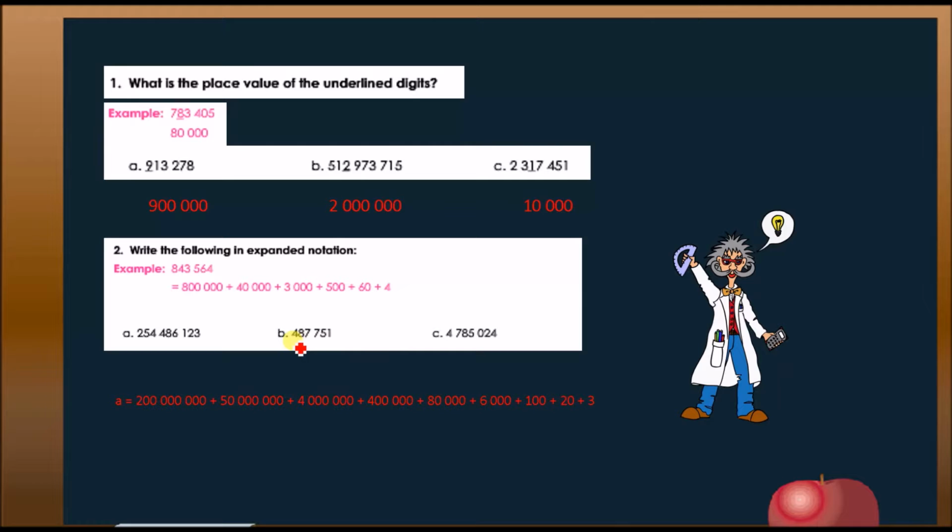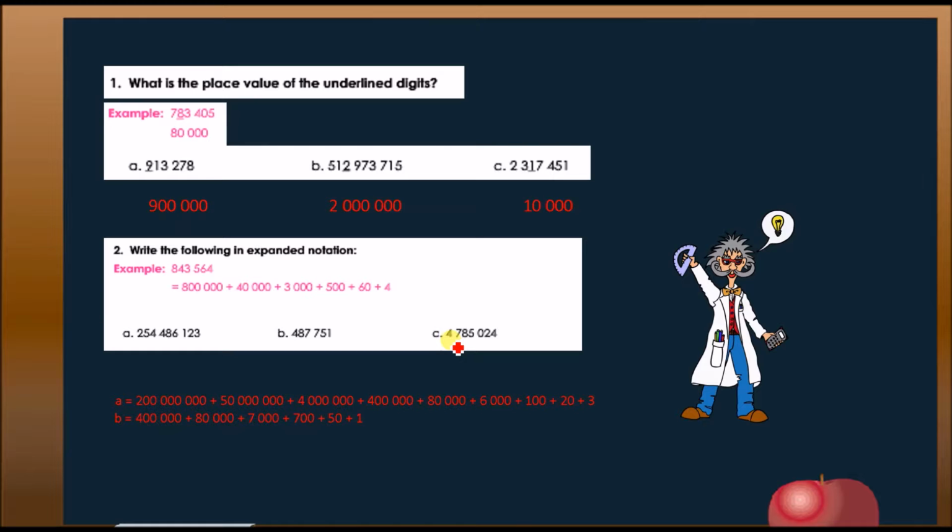Let's have a look at this one. The 4 is in the position of the 100,000, so it's 400,000. The 80 is 80,000. 7 is 7,000. That 7 is 700. That 5 is 50. And that 1 is units, which is 1. Easy enough.